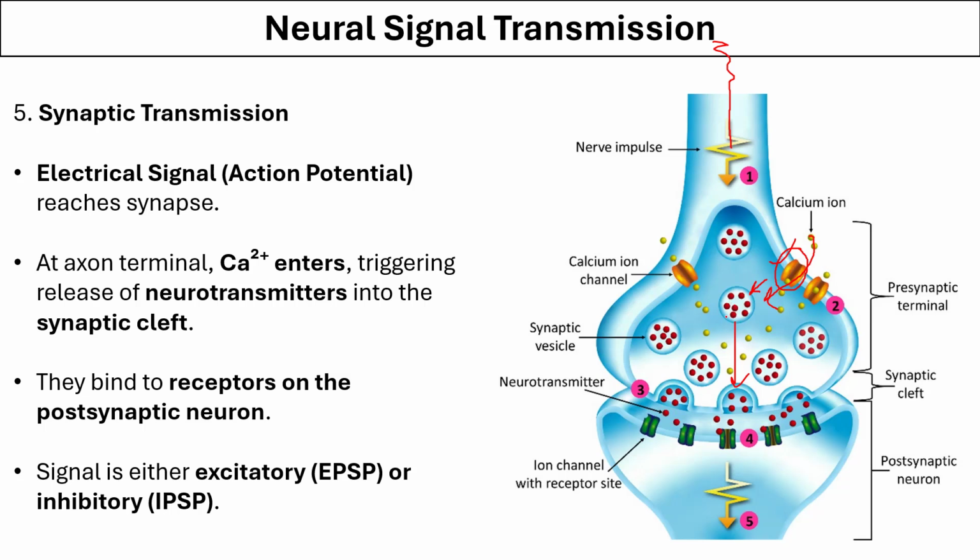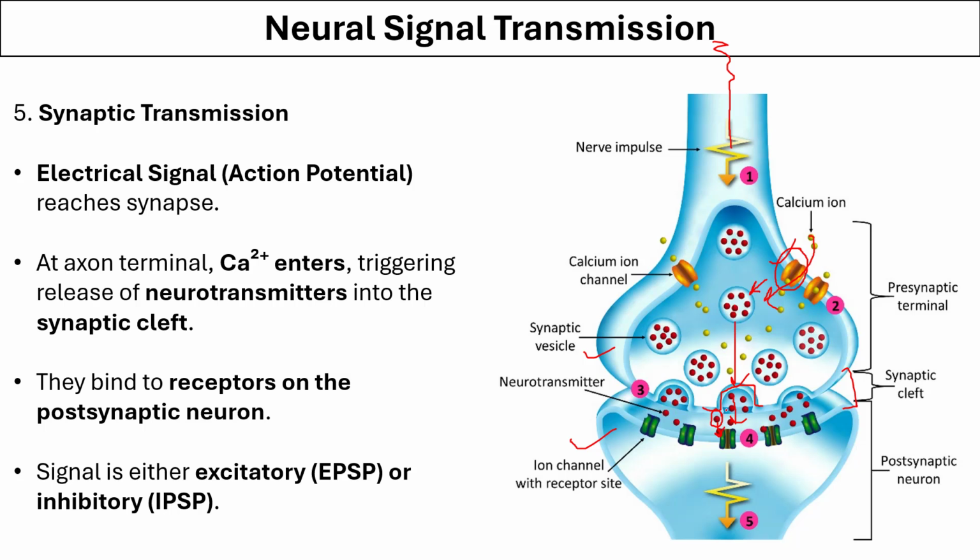So these vesicles contain neurotransmitters, and when these vesicles fuse with the plasma membrane, the neurotransmitters are released in this space between the two neurons. So this is the neuron that's bringing the impulse, and this is the neuron that will receive the impulse. So the electrical impulse reaches the synapse, that leads to the calcium ion going in, which triggers the release of neurotransmitters. Then these neurotransmitters bind on the receptors of the next neuron.